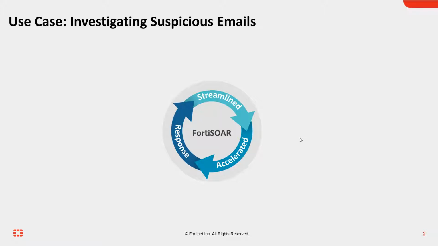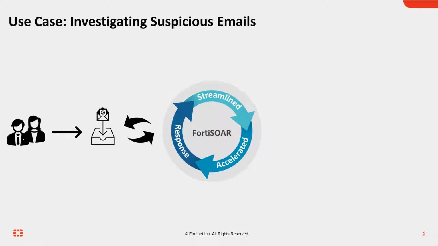Let's look at how easily we can set up automated phishing investigation using FortiSOAR. As a first step, there are employees in the organization who are sending suspicious email to a designated email address. This email address is typically monitored by the SOC team. FortiSOAR ingests these emails and creates a corresponding alert record of type suspicious email.